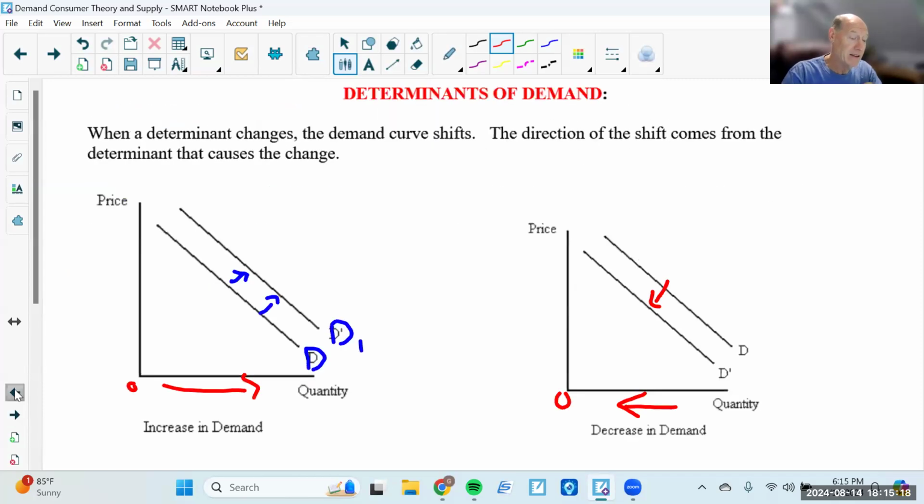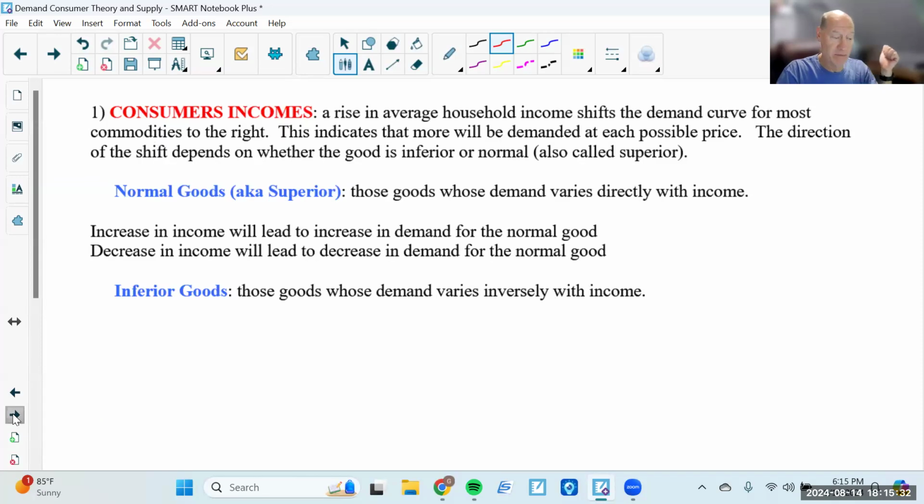If you notice that, this increase to the right means they're buying a greater quantity at all prices. No matter what the price, that D1 is further to the right than D. We're going to buy more quantity at all prices. Consumer income does that. That holds true for what we call a normal good. I'm going to knock off the superior part because that's old-fashioned. The AP exam will never use that term. That holds true for most goods.